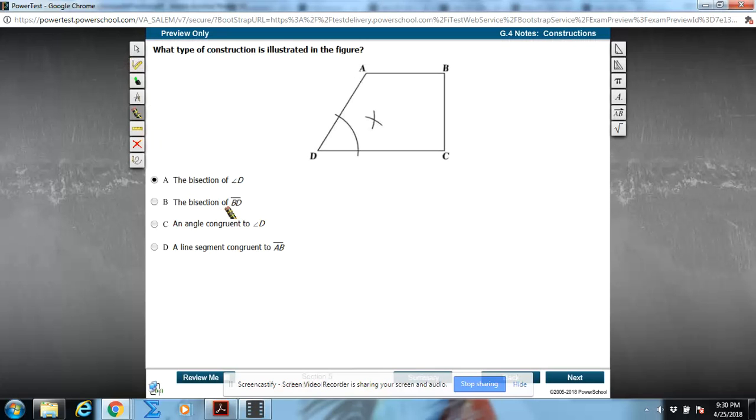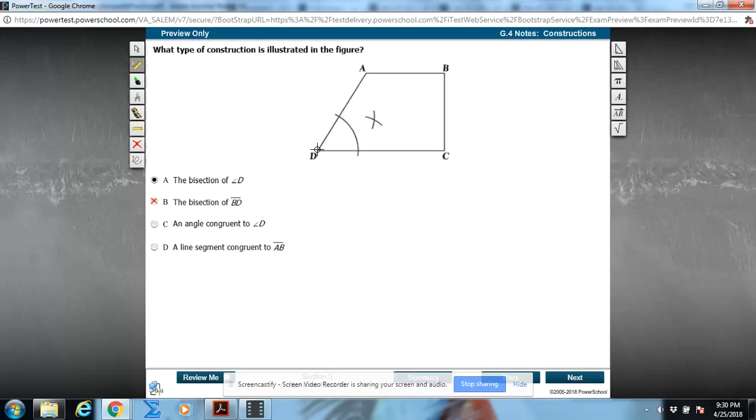The bisection of side BD. Well, side BD is a diagonal. And if you were to bisect a side, you would have to cut that side right in half. So we'd be looking at something that cuts through the very, very middle of BD. So that's just all kinds of mess. That's wrong. Take that out. Finally, an angle congruent to angle D.